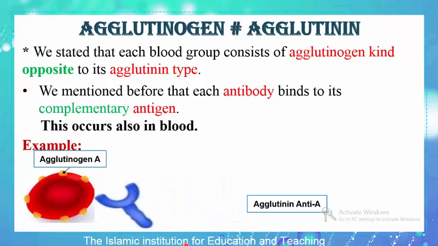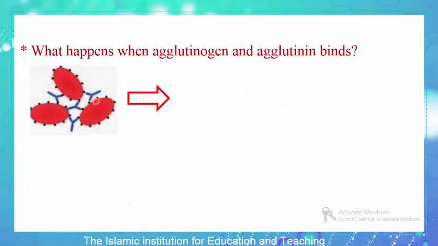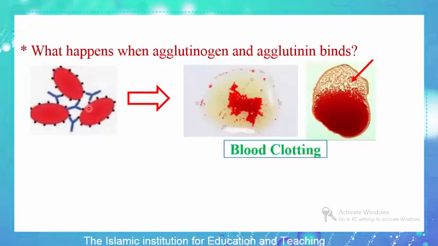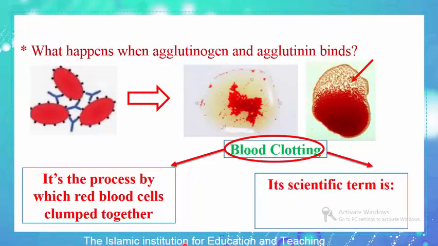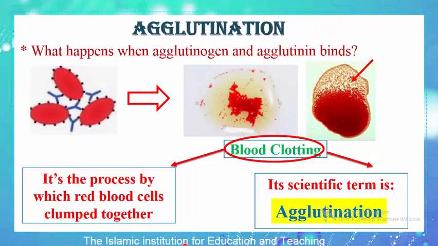But what happens when this binding occurs between agglutinogen and agglutinin? Let us see. Once antibody and antigen bind together due to the complementarity in shape between them, this will cause blood clotting. Blood clotting is the process by which red blood cells clump together, and its scientific term is agglutination. To understand more the term agglutination and why it is very harmful for our body, concentrate please on the following slide.